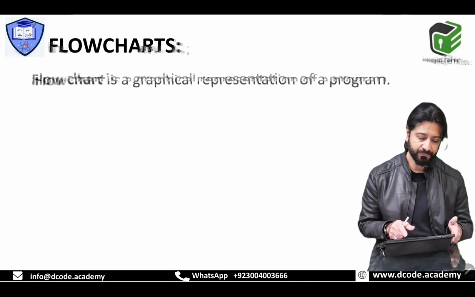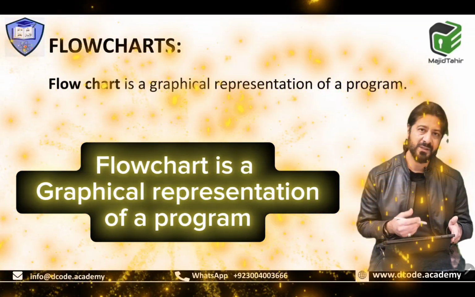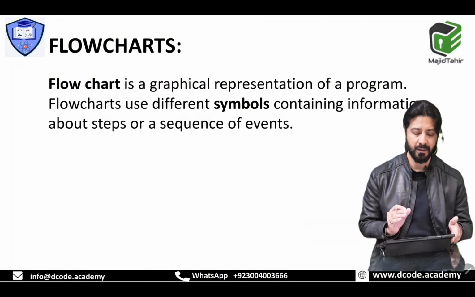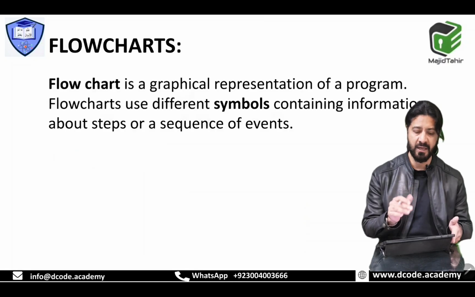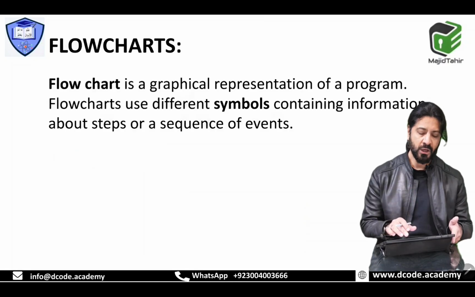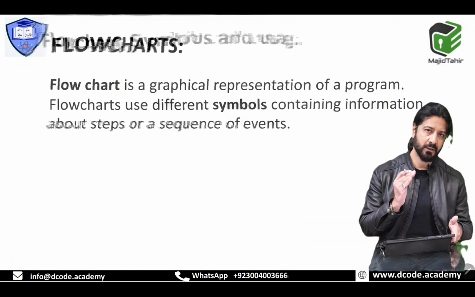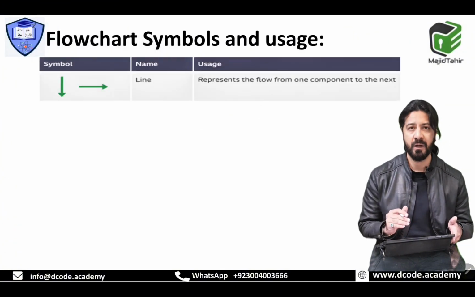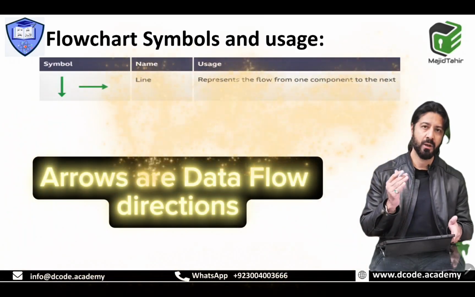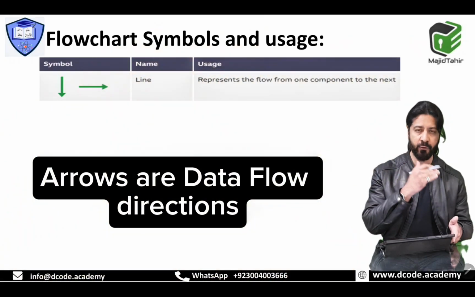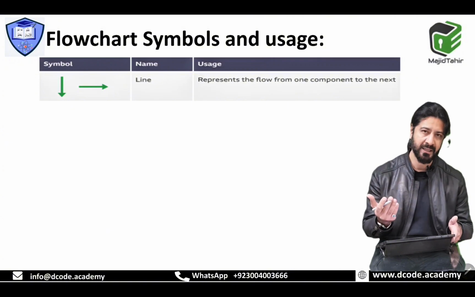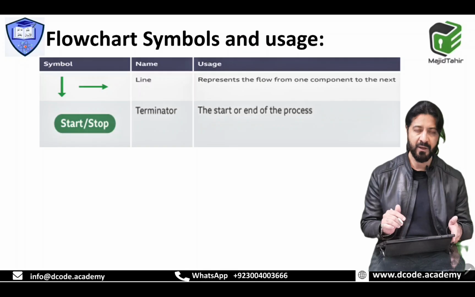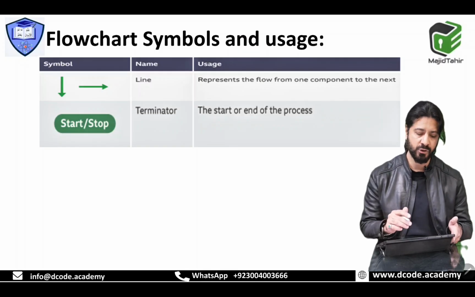Then we have flowcharts. A flowchart is a graphical representation of a program. A flowchart uses different symbols containing information about steps or sequence of steps. So first we are going to see the flowchart symbols. First we have flow lines. These are arrows that tell you the flow of data from one side to another side. We will see these arrow lines or flow lines when we see the flowcharts.